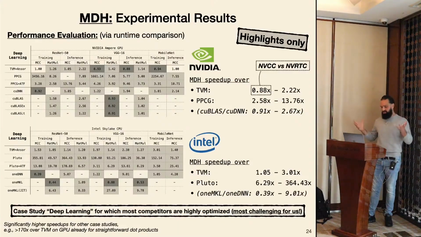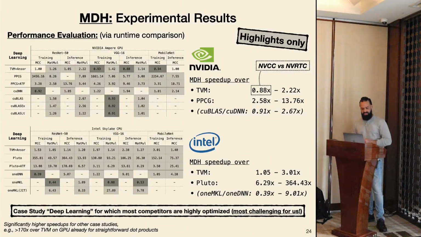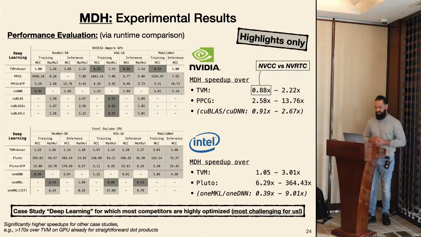And here keep in mind that deep learning was actually the most challenging case study for us. For other computations, like for example just a straightforward dot product, as compared to TVM, we have a speedup of more than 170x, most likely because dot products do not occur that much in deep learning.